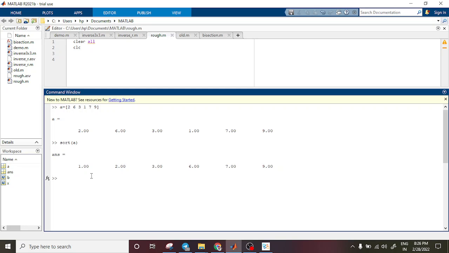Next thing is CLC first. If I'm making a matrix, matrix A is equal to bracket start, 1 7 3 and 7. So this is the first row, and semicolon means it will shift to the second row.